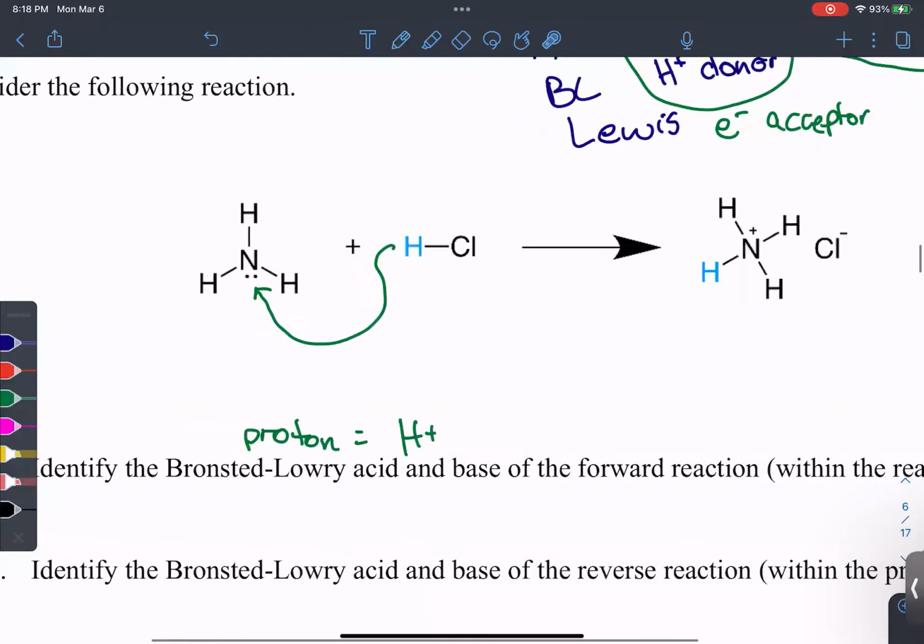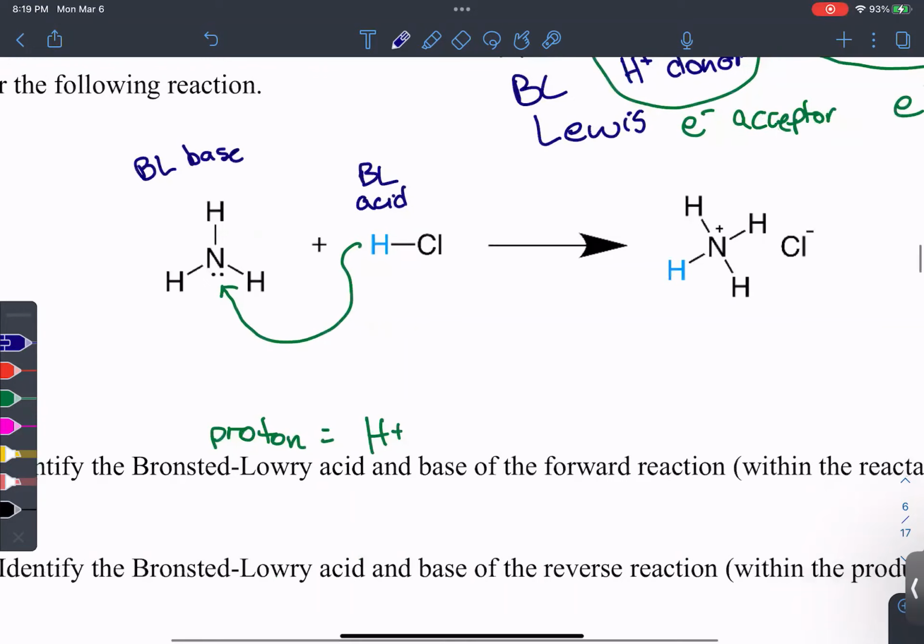So based upon how this proton movement is happening in the forward direction, HCl is what? Acid or base? It is the acid, the Bronsted-Lowry acid, I'll be super specific here, because it is donating an H+. And what is accepting the H+? Ammonia. Ammonia is accepting the H+, so this is our Bronsted-Lowry base. Perfect.